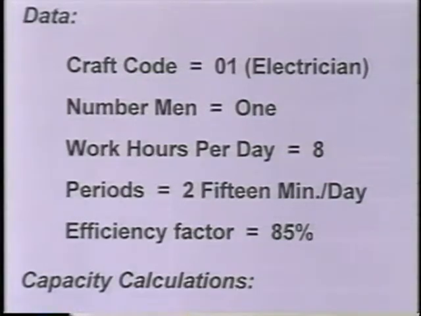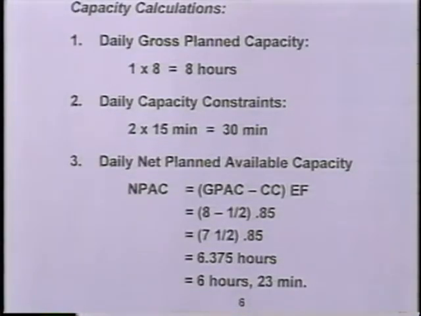So we're going to look at the development of the gross planned capacity. And again, one person times 8 hours a shift is 8 hours of payroll time. We have 2 15-minute rest periods, so we have 30 minutes of non-productive time. Now looking at the formula, in this case, we're adding the efficiency factor in. So we have a net available capacity of 8 hours, which is gross capacity, minus a half hour of capacity constraints, times 0.85. That's at 85% efficient.